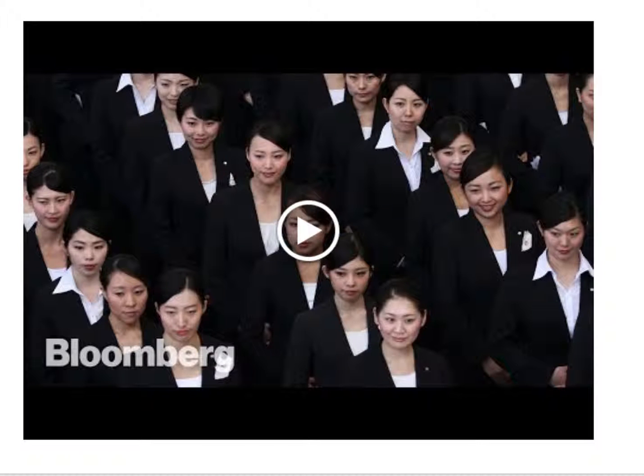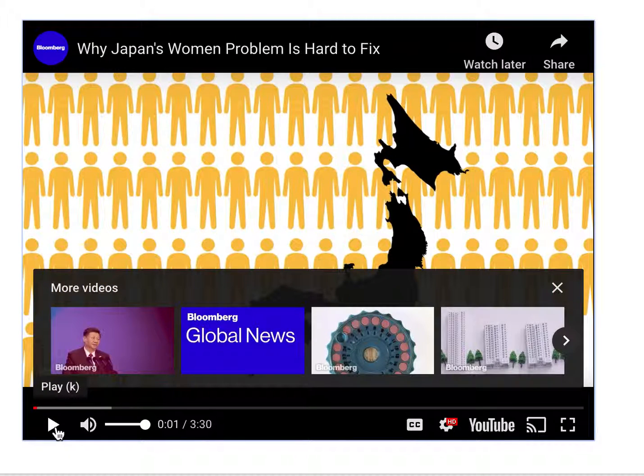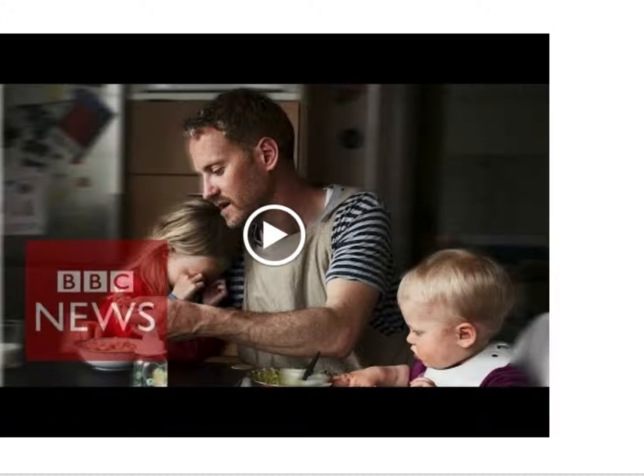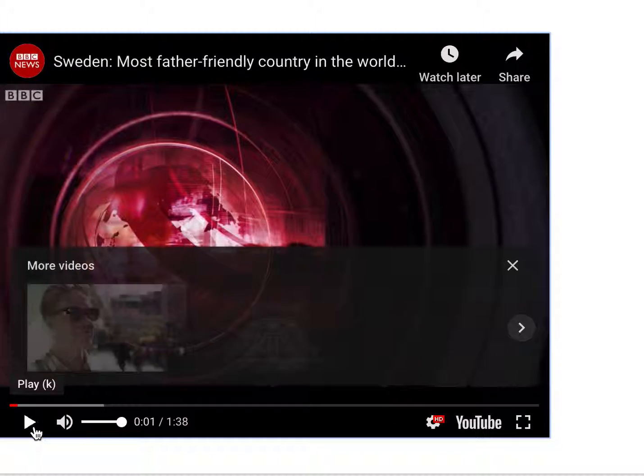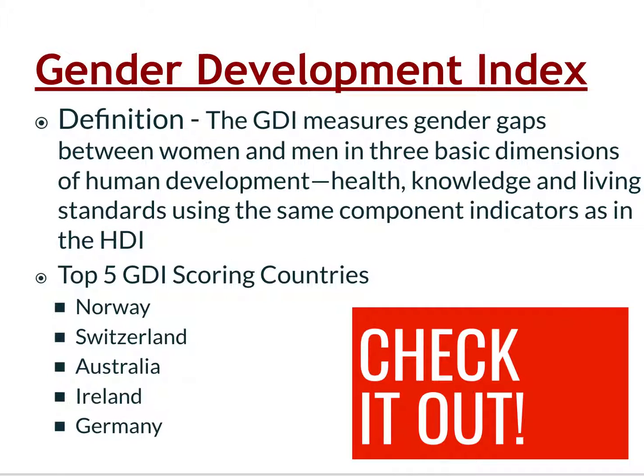Okay, moving on. This is examining gender from a different nation's perspective. So this one talks about Japan's women population, or the women problem is hard to fix. So basically, they have more women than men in some workplaces, so they want to address that, and also to empower women to serve in leadership positions. And then also, this one is actually from the BBC, one of my favorite networks, but it talks about how Sweden is the most father friendly country in the world. It offers support for fathers who stay at home. So it's very interesting depending on the country.